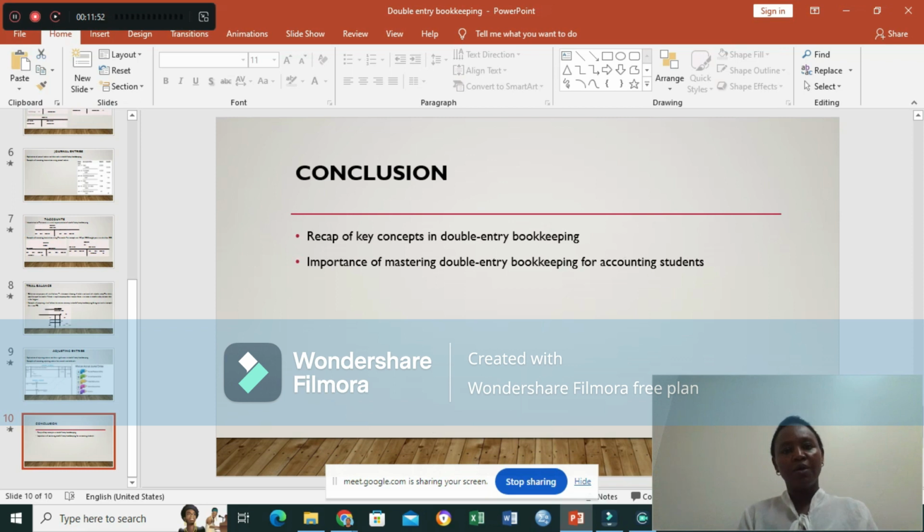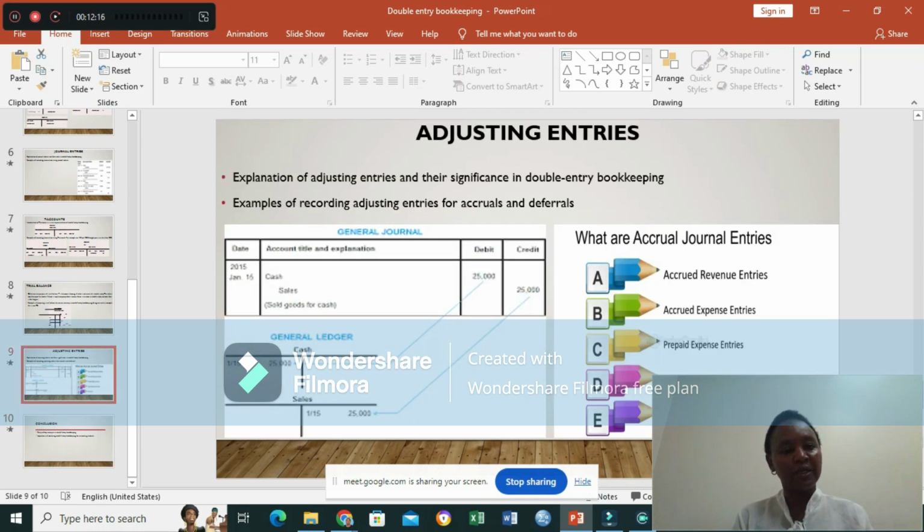Okay, now we are going to conclude. Today I just wanted to introduce the concept of double entry bookkeeping, the concept of dual aspect. I showed you the importance of dual aspect, and then next week we are going to do an example of what we have learned today.